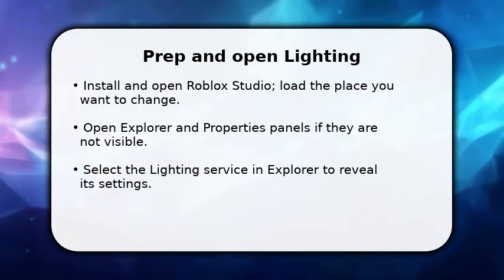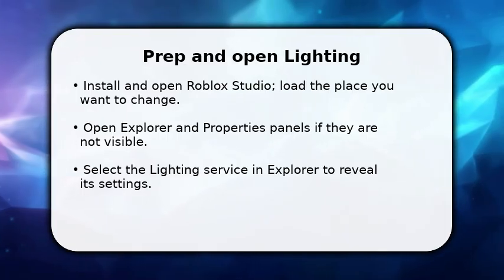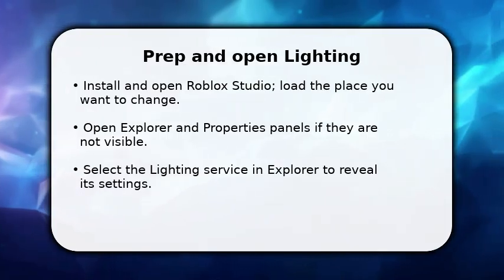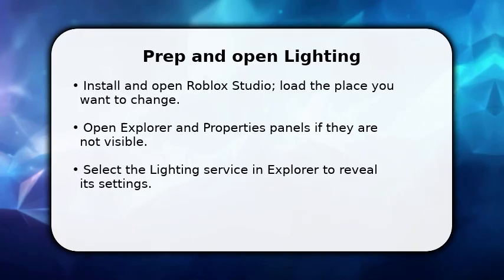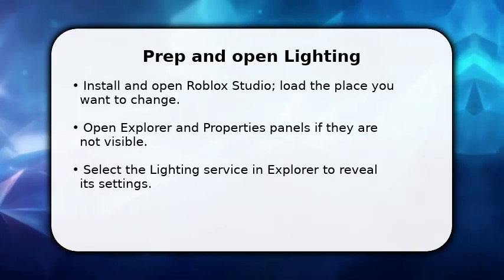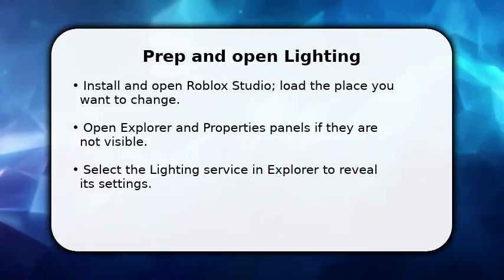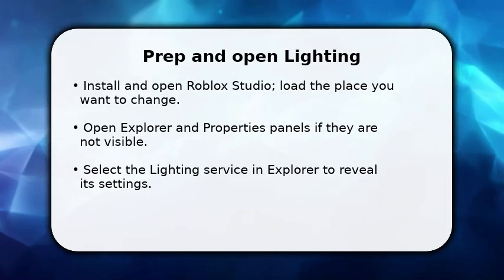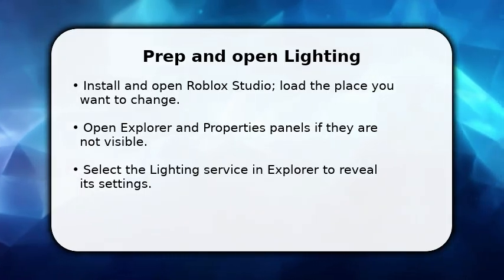You start by opening Roblox Studio and loading the place you want to modify. Once done, enable Explorer and Properties panels so you can access services quickly. Next, click Lighting in Explorer. This gives you direct control over global scene settings.